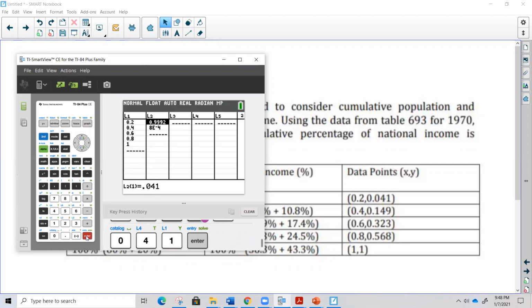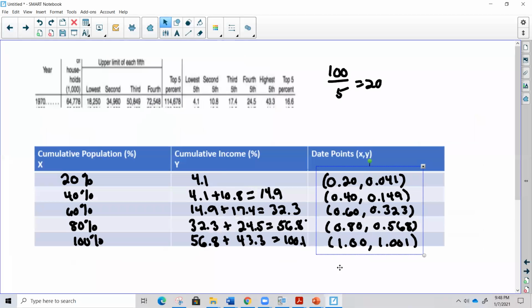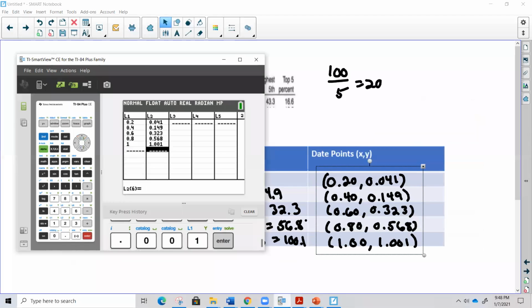And 0.041, 0.149, 0.323, 0.568, and I'll do the 1.001 just to make sure it gives us the same value so that I got here. Okay, so make sure your values match up.